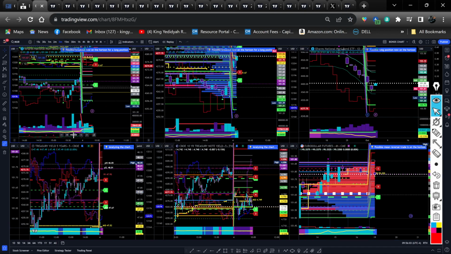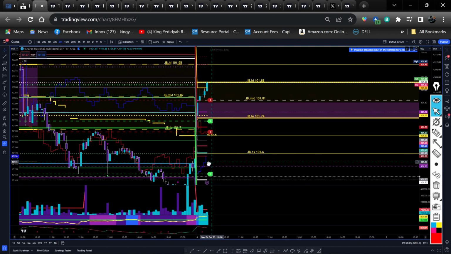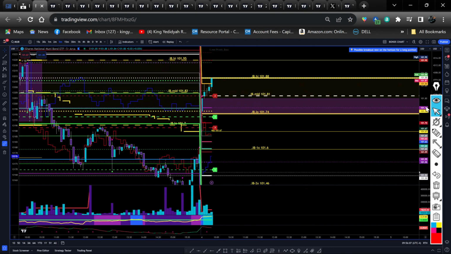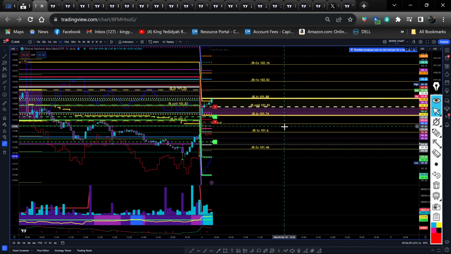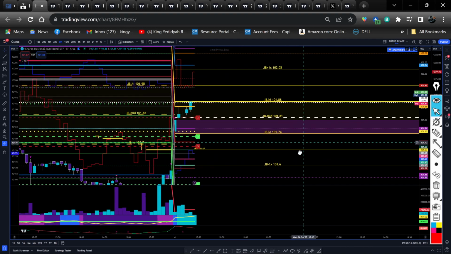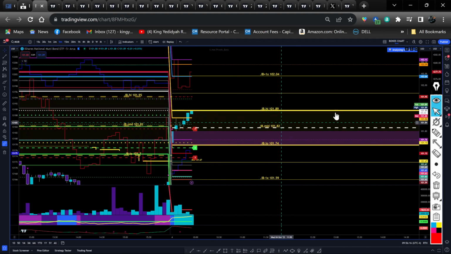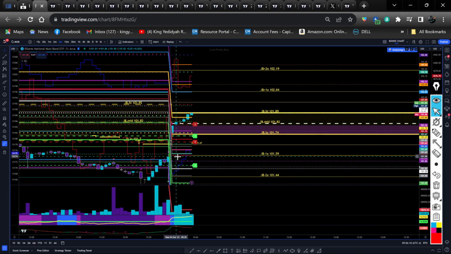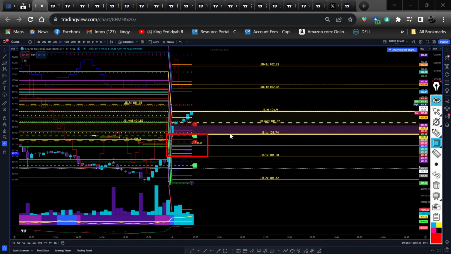Let me take a look at the bonds. Bonds gapped up, so yeah, all of this is looking kind of bullish. I think we're looking kind of bullish on the day. We have a big gap up in the bonds today. See that gap right there? We gap up from that area right there. So that's the gap up open. Looking like we're gonna continue.